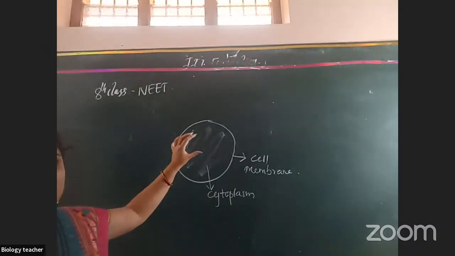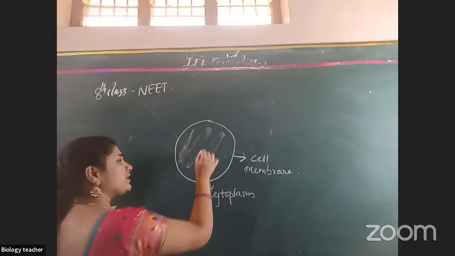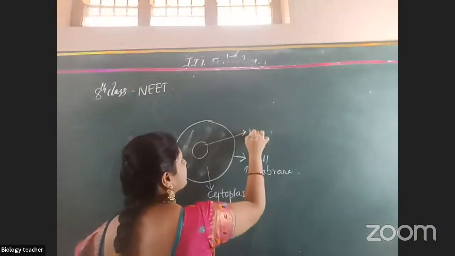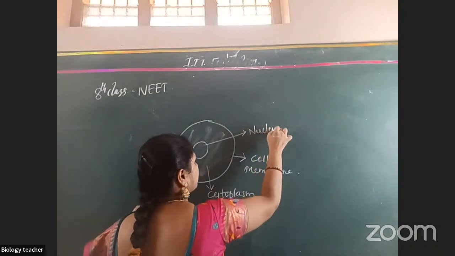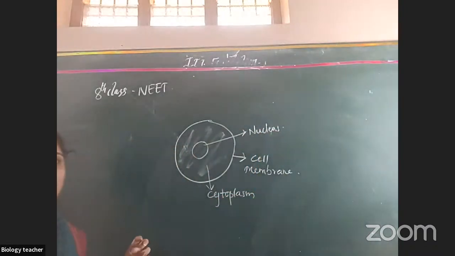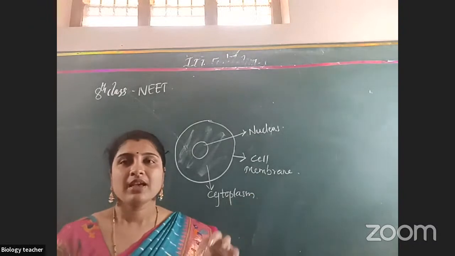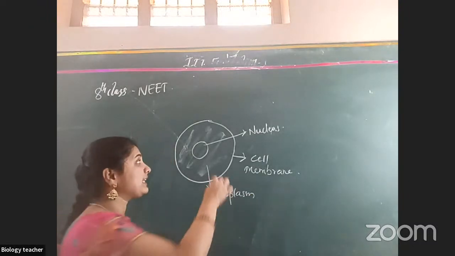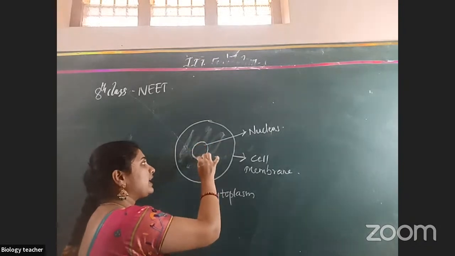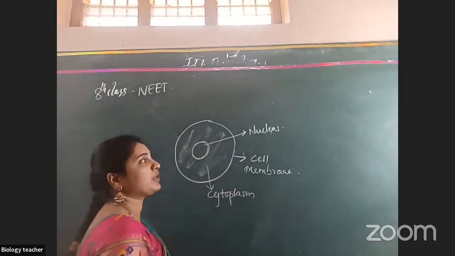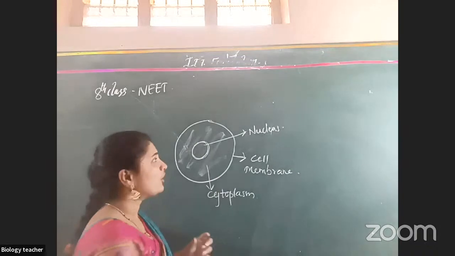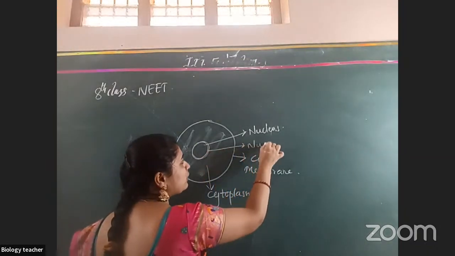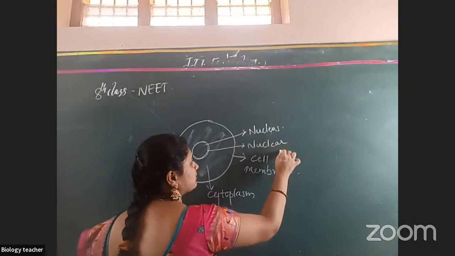And almost in the middle, a round body is present. What is that? Nucleus. So we are saying it as round, no? How can we say it is round? Because of the outer membrane of the nucleus. This outer membrane of the nucleus is known as nuclear membrane.